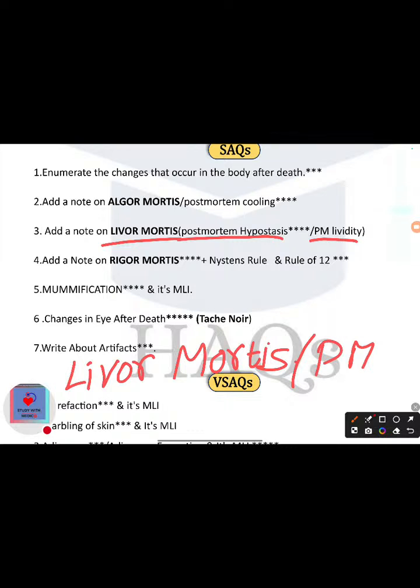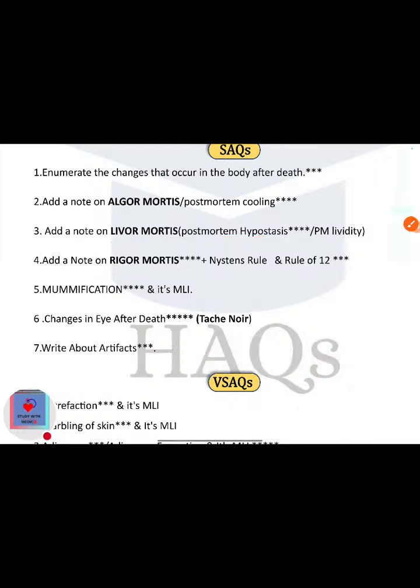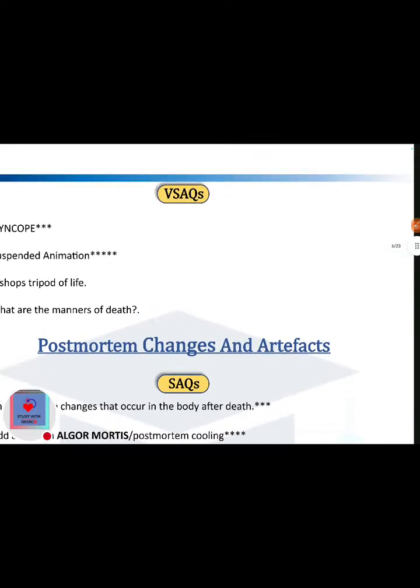What is livor mortis? The bluish purple discoloration of the skin after death is known as postmortem lividity. It is seen in dependent parts of the body as a result of stagnation and collection of blood in the capillaries and veins due to gravity.